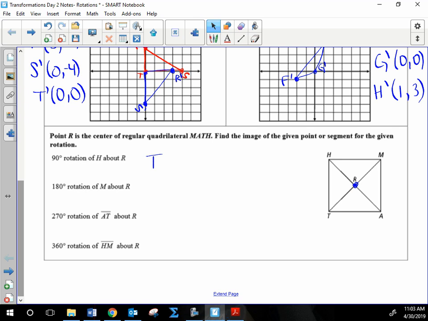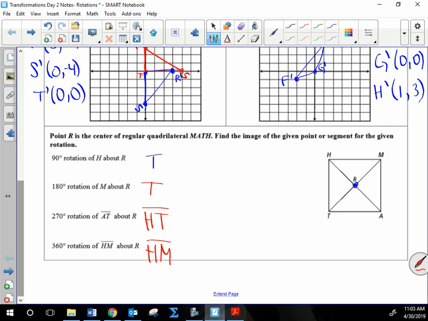Okay. While we wait for that to come back up, do we have questions with that? Real quick, let's just revisit the top there. I know we skipped over those very first two problems because I want to practice using the rules. Okay, so our answers were T, HT, HM. Before we move up to the top, do you have any questions on this? So, AT, and it says 270 degrees. So we're going counterclockwise. So we go 90, 180, 270, and that takes us to H. Does that make sense?